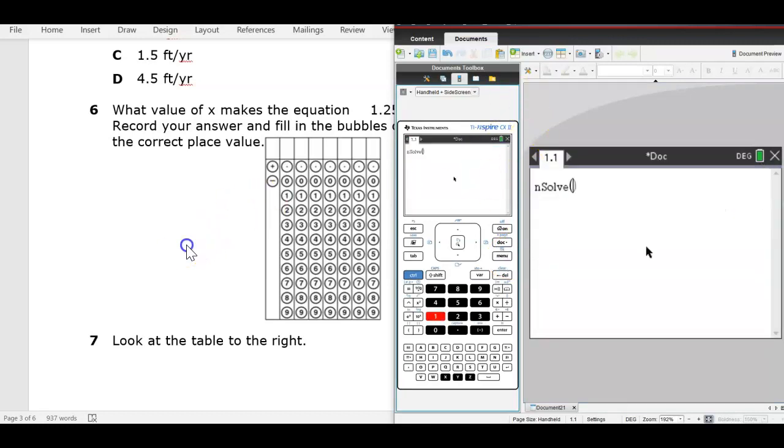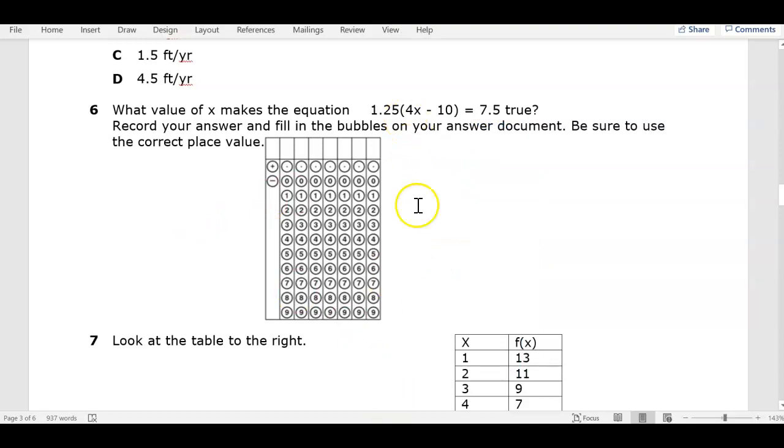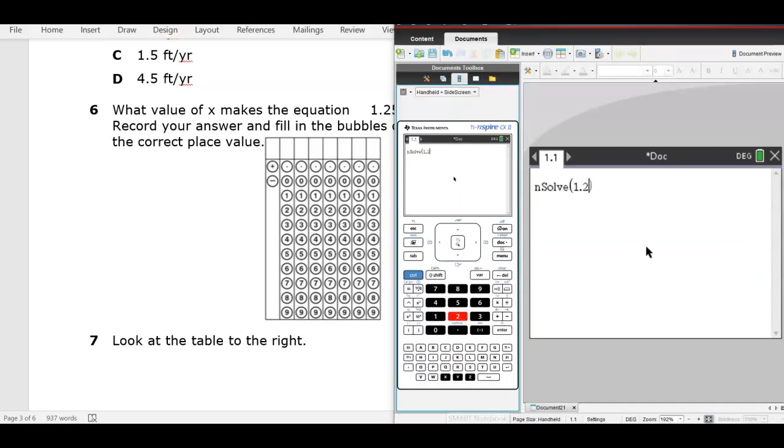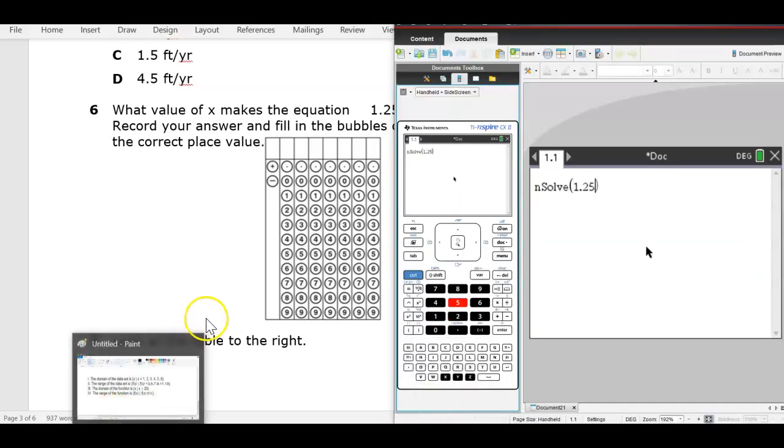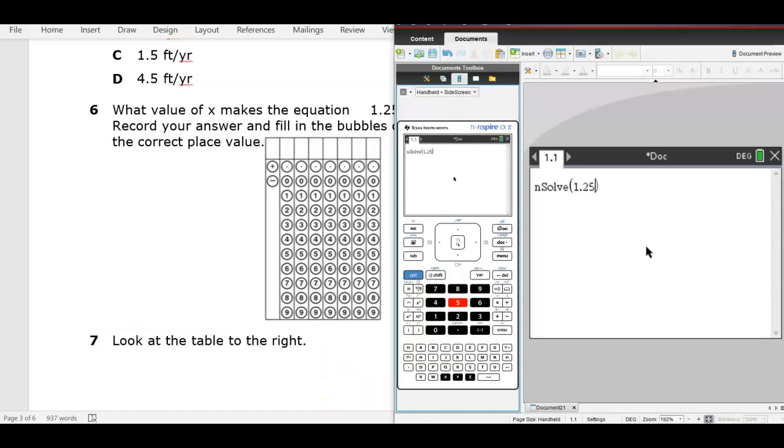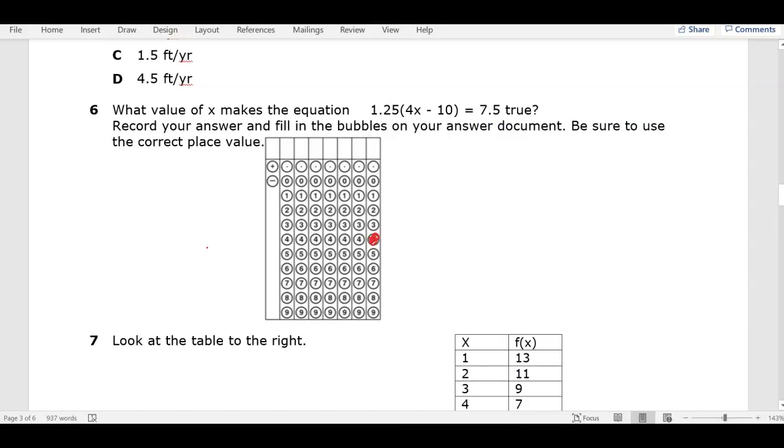Okay. So 0.25, 4x minus 10 equals 7.5. Don't forget comma x. I get 4, that's cool. So you don't have to put the plus sign, you can just put 4 and it knows it's positive.